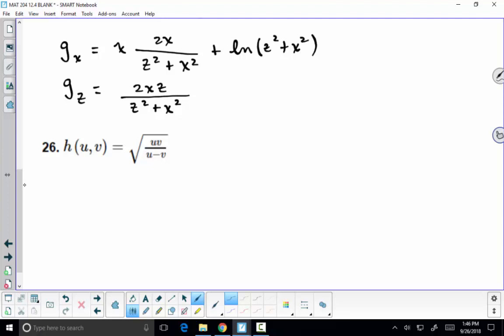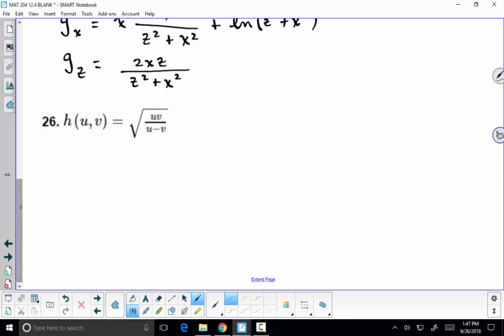All right. How about this one? Quotient rule? Why do they have to do those letters? I know, u and v. Switch with x and y if you want. So h sub u.